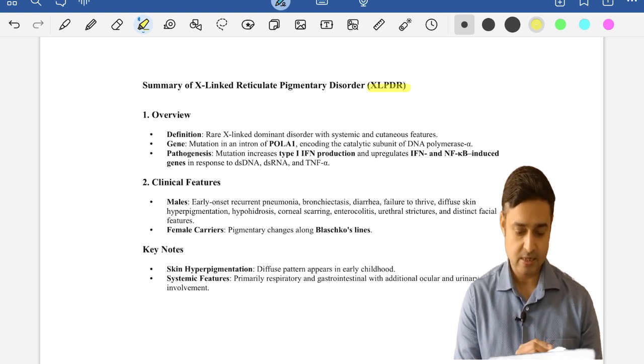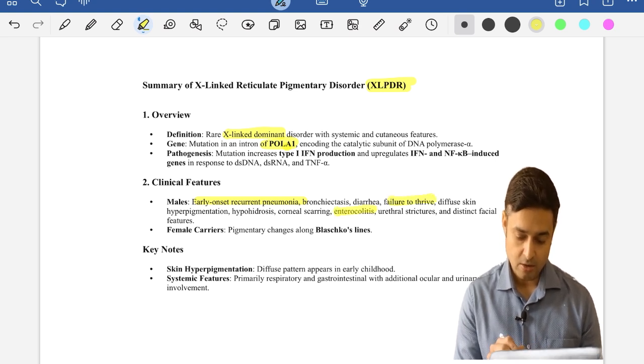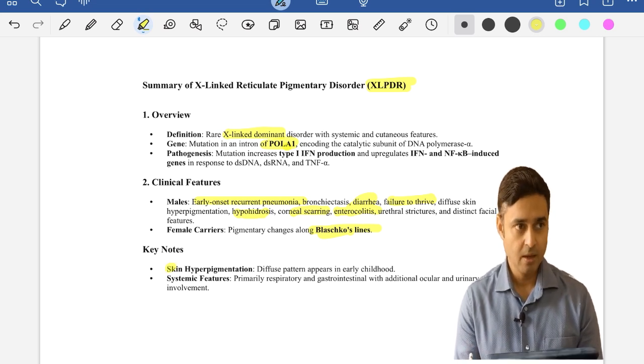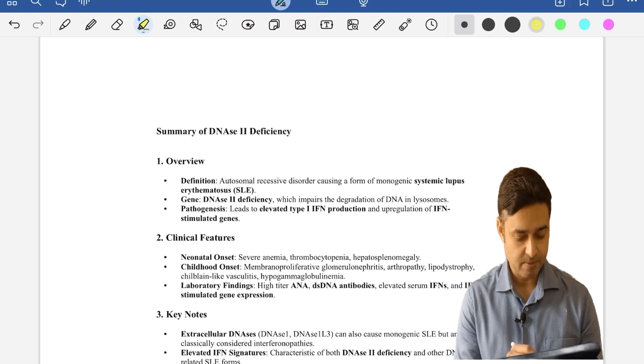So we'll highlight the important points. First, remember the disease name. Second, this is X-linked dominant. Third, this is due to mutation in an intron of POLA1, and again this is an interferon disease. In males, early onset pneumonia, then failure to thrive, enterocolitis and diarrhea, corneal scarring, hypohidrosis, and pigmentary changes along Blaschko's line. The third thing, skin hyperpigmentation is there.